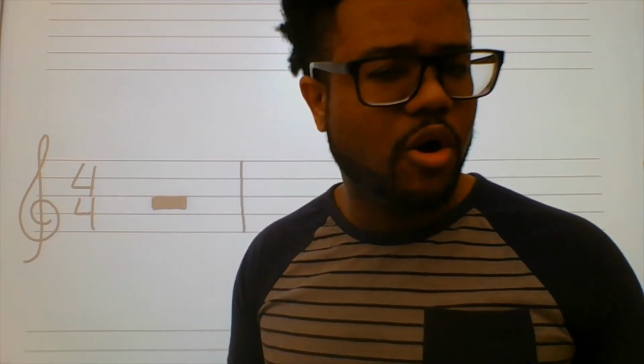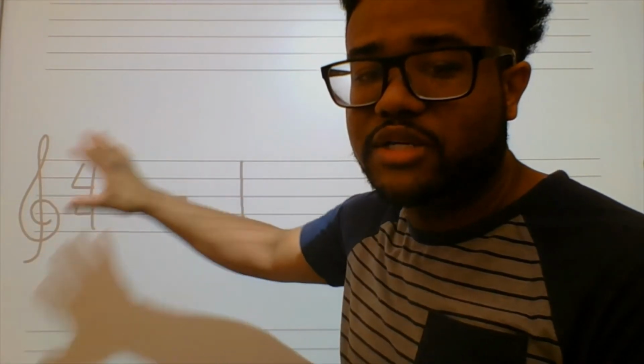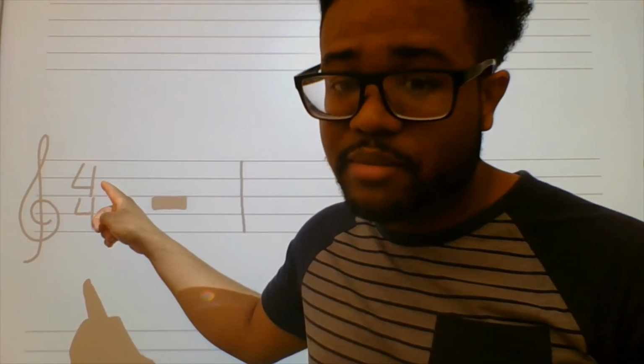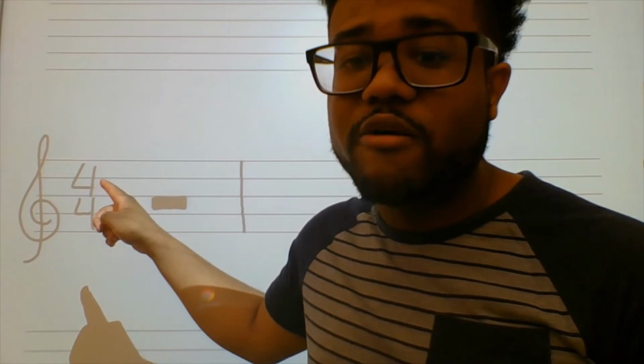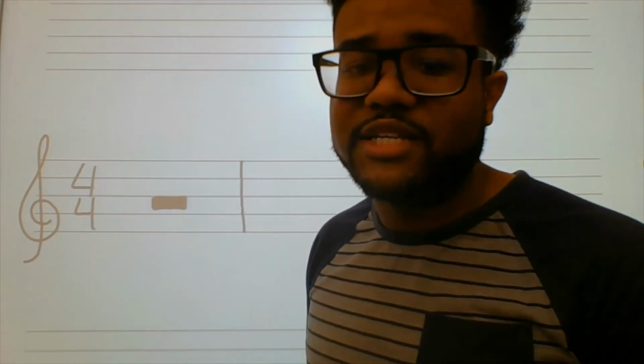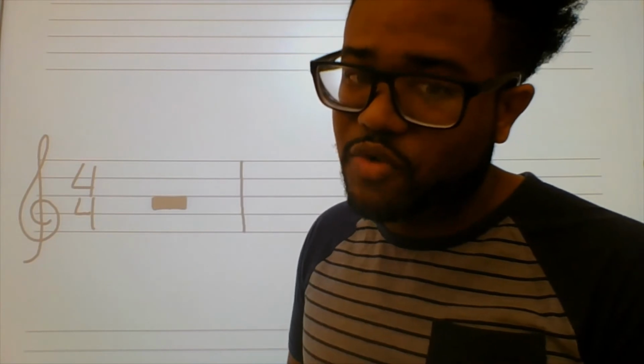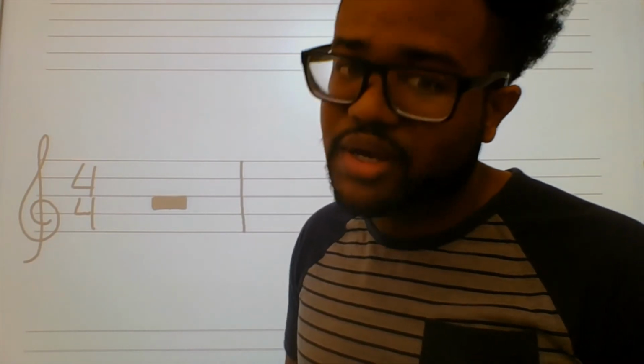A whole rest is called a whole rest because it takes up the whole measure. The whole measure, we are going to be quiet. Now, how many beats are going to be in each measure? 4. Remember from our time signature, the top number tells us how many beats are in the measure. So 4 beats in the measure. This whole rest takes up the whole measure. Whole rest gets 4 beats. Sounds simple? Because it is.